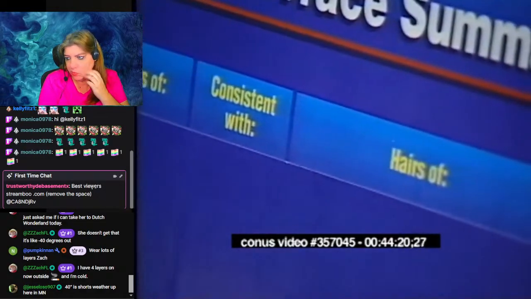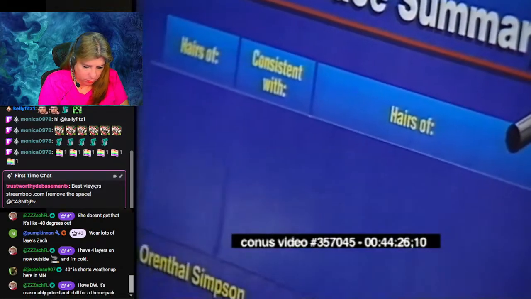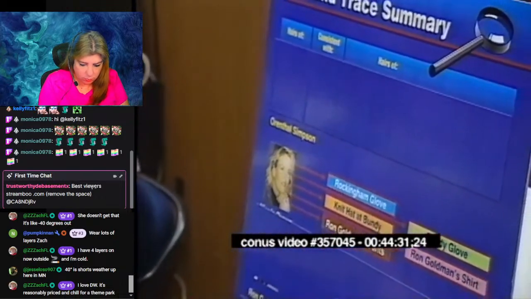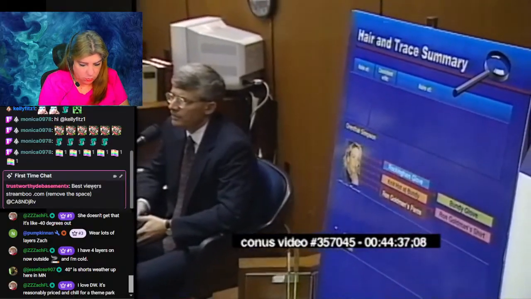And what about the hairs that were on the Bundy glove? What did those hairs look like? They were fragments. Actually, it was a treated head hair fragment. And when you say fragments, what does that mean? Well, it is a portion of hair. There was no root present on the hair.